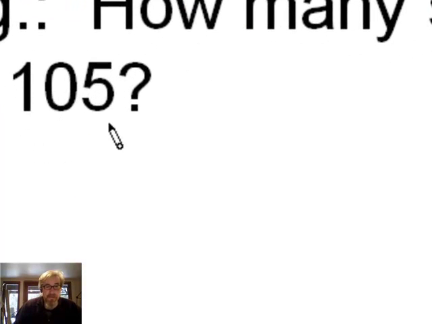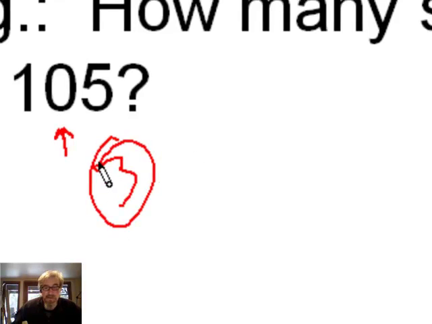Well, 105 has got 3 digits in it, and they're all significant. There's a 0 in there, but that 0 does not fit one of our two rules for which kinds of zeros are not significant. And so 105 has 3 sig figs in it.